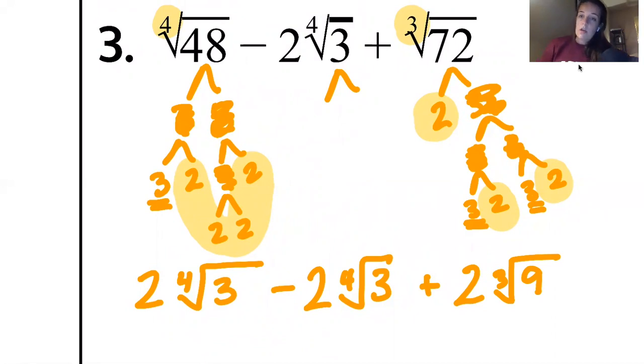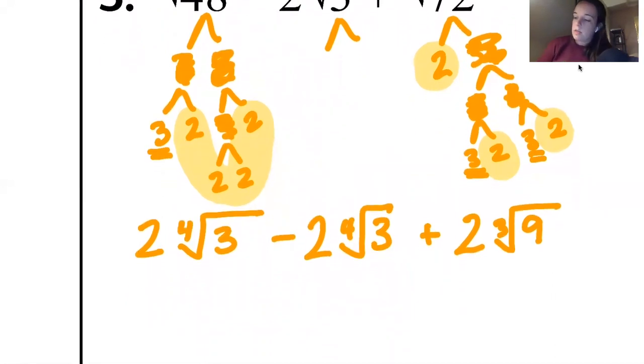So when we are thinking about like terms, we can only call them like terms if they have the same radical and the same radicand. So the same index number right here and the same number inside. So since those are exactly the same, that means that we can do something with them.